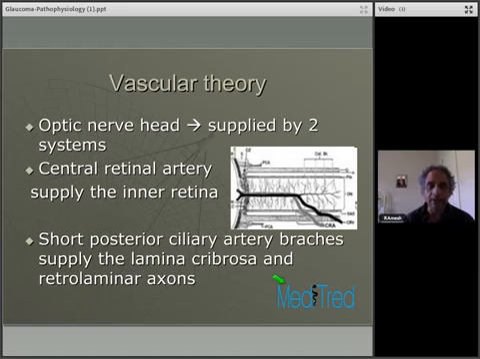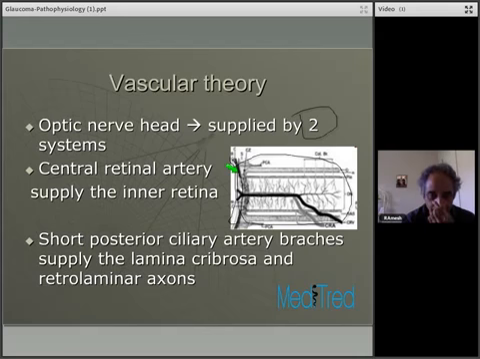So for you to understand the vascular theory, we have to take a step back and understand the optic nerve head vascular supply. The optic nerve head is supplied by two systems, okay? Remember, two from your boards' point of view. The central retinal arterial supply system supplies the inner retina and the surface of the optic nerve head in this area. And then the short posterior ciliary artery branches supply the lamina cribrosa and the retrolaminar axon. So we go from this area all the way to the back. This portion is supplied by the short posterior ciliary arterial branches.